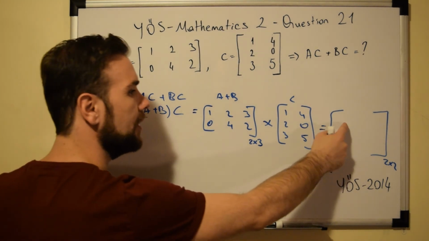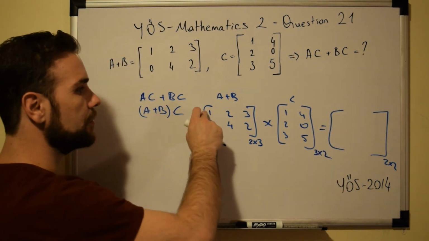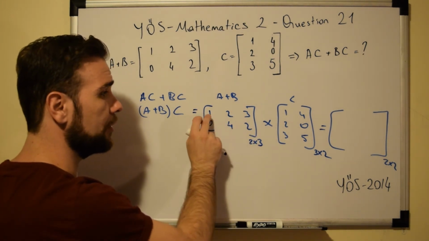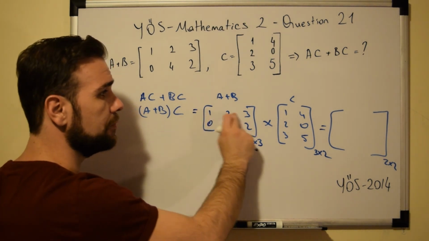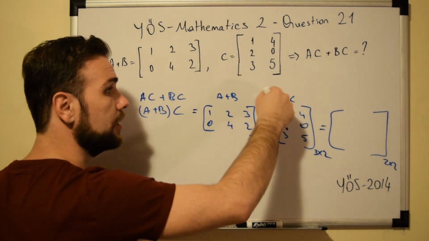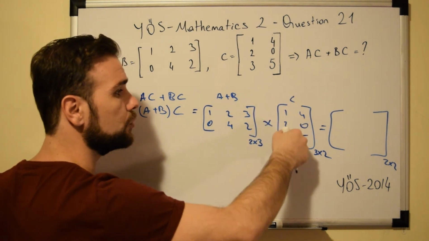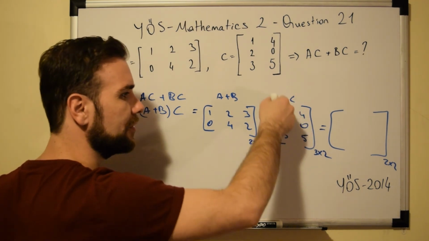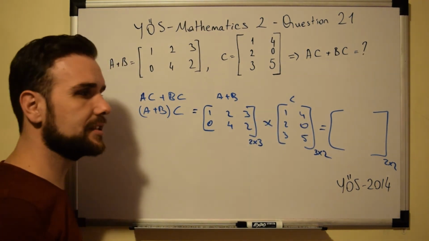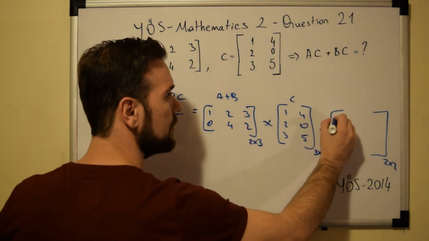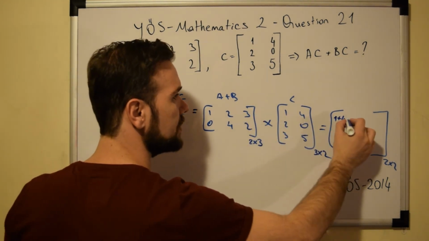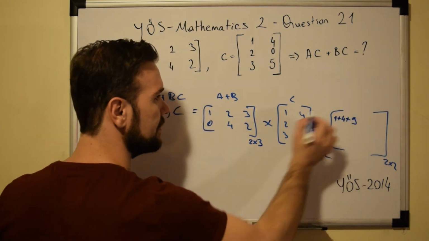But how do we get the values here? We will multiply the horizontal numbers of matrix A by the numbers on the vertical line in matrix C. So we have 1 times 1, it's 1. 2 times 2, it's 4. 3 times 3, it's 9. So this is the first number.